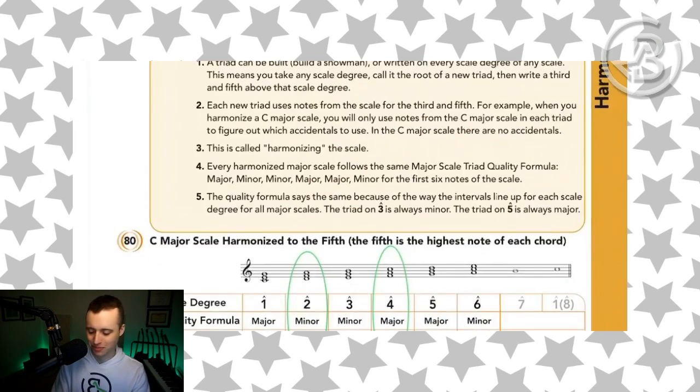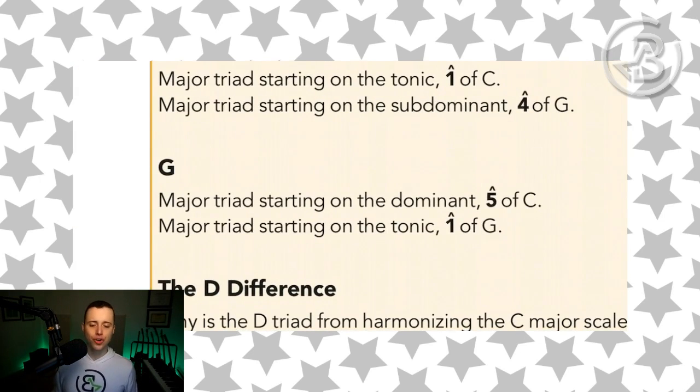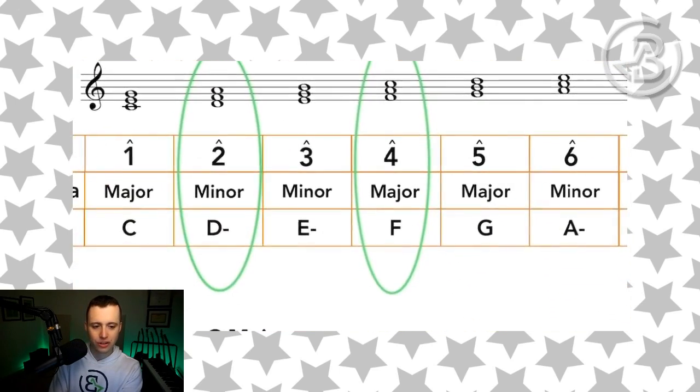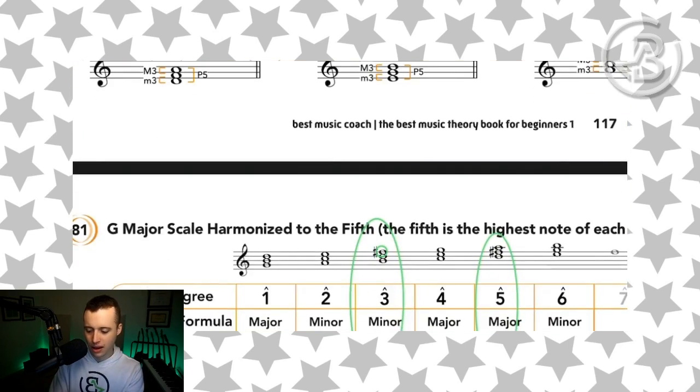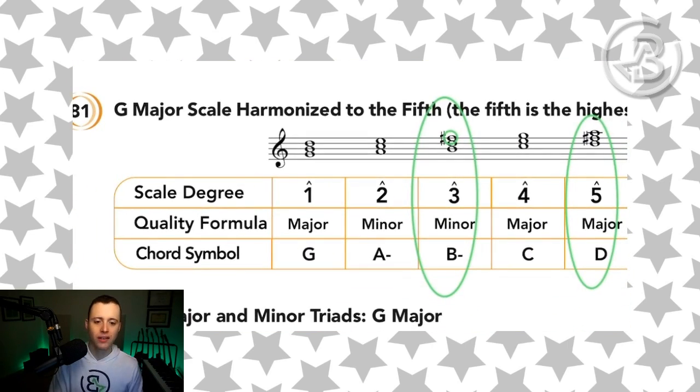Let's do the next one. There is a G major triad that we can find on scale degree 1 of a G major scale harmonized, and also on scale degree 5 of a harmonized C major scale. Let's check it out. Scale degree 5 of a harmonized C major scale, sure enough, there is that G major triad. And on scale degree 1 of a G major scale, there is also a G major triad.